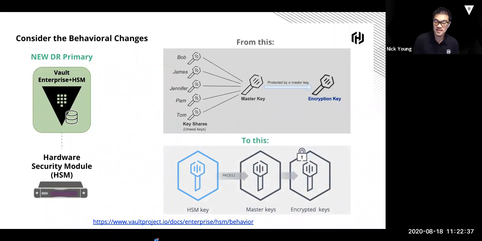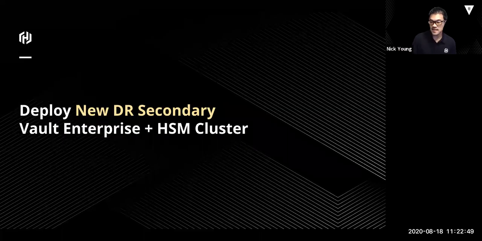And I included a link at the bottom just to go through the document that explains how those behaviors change, and some of those things to consider if you go the route of using the HSM integration. And then finally, the last step is to deploy a new DR secondary Vault Enterprise HSM cluster.